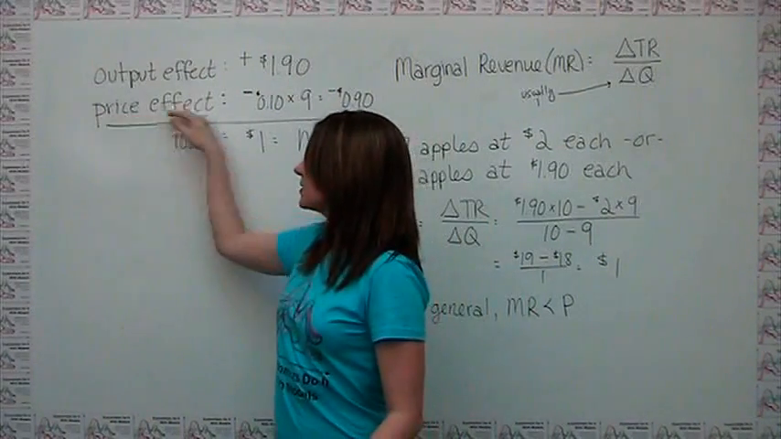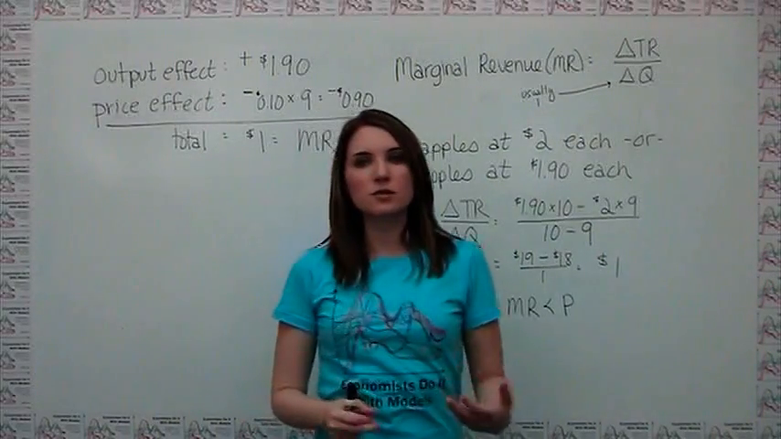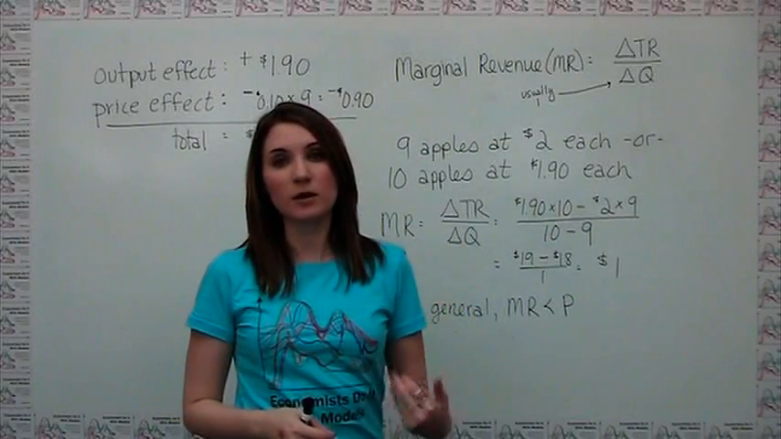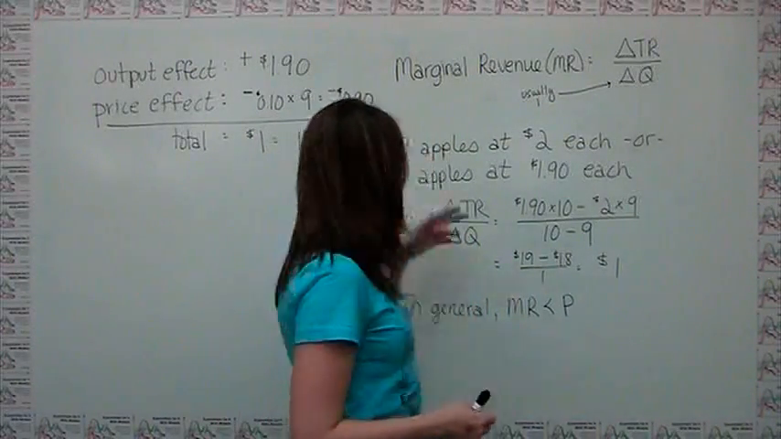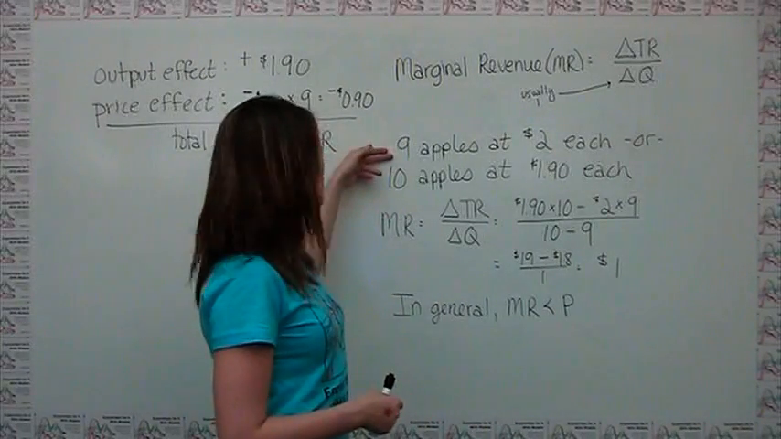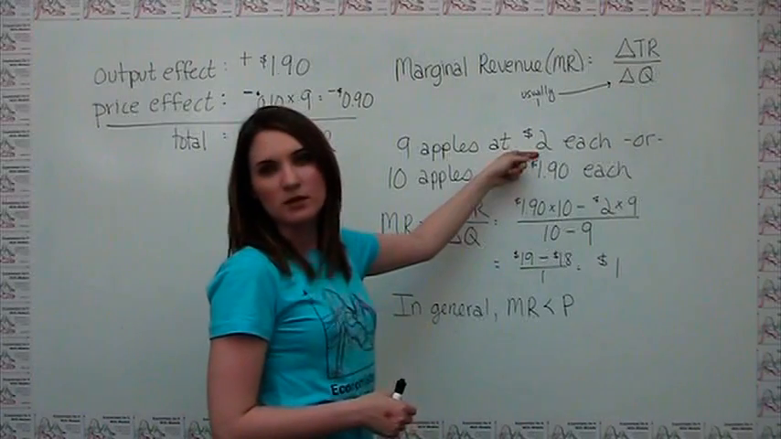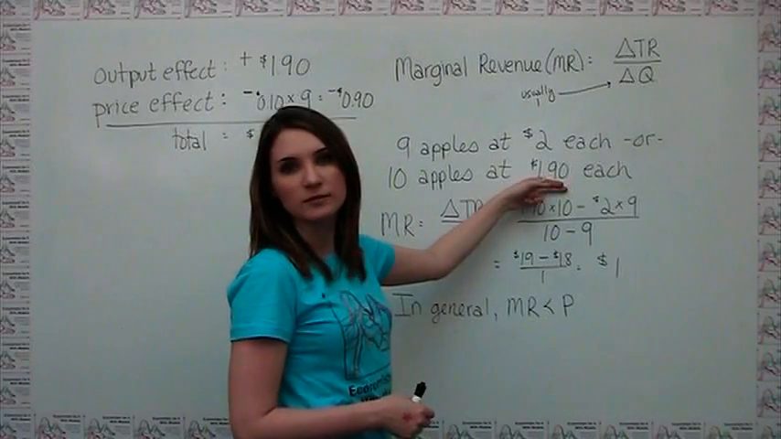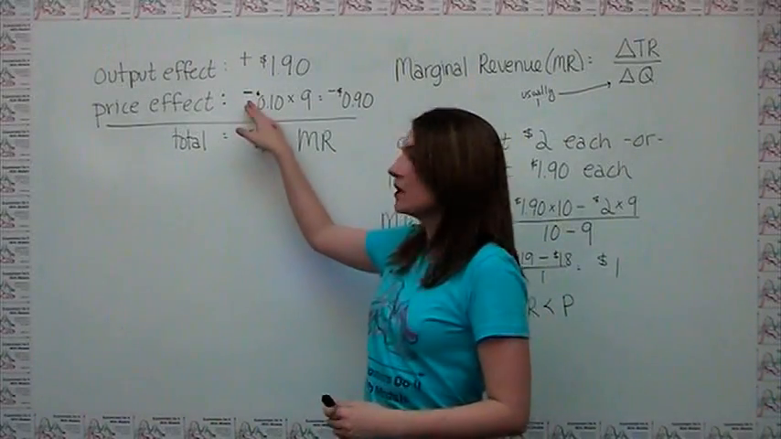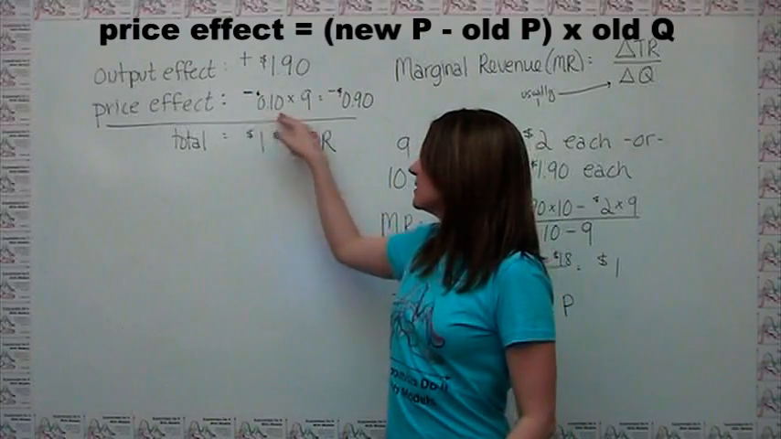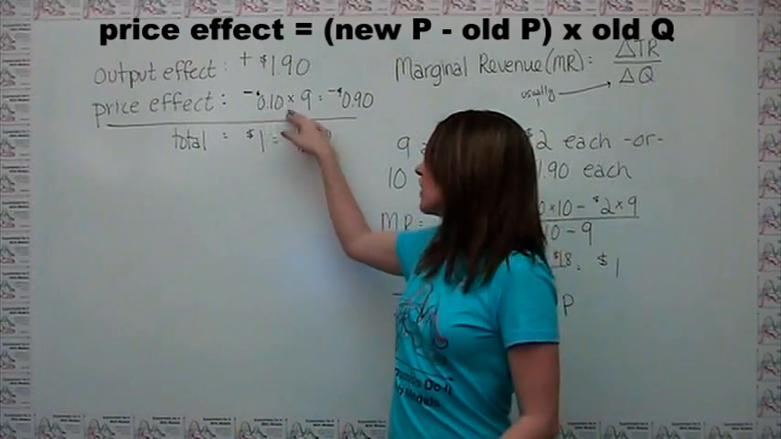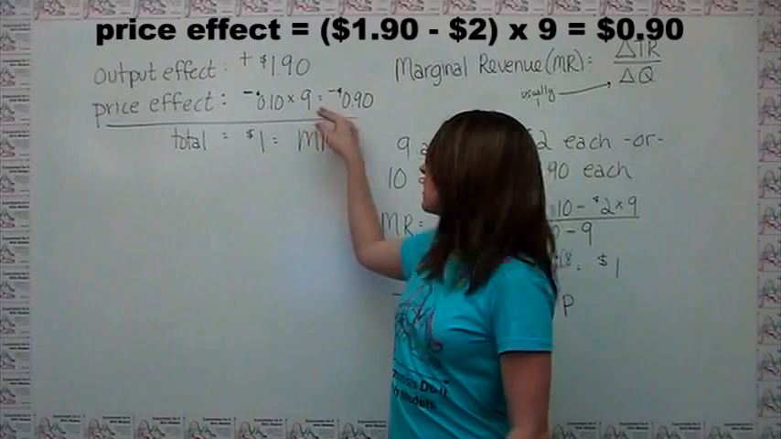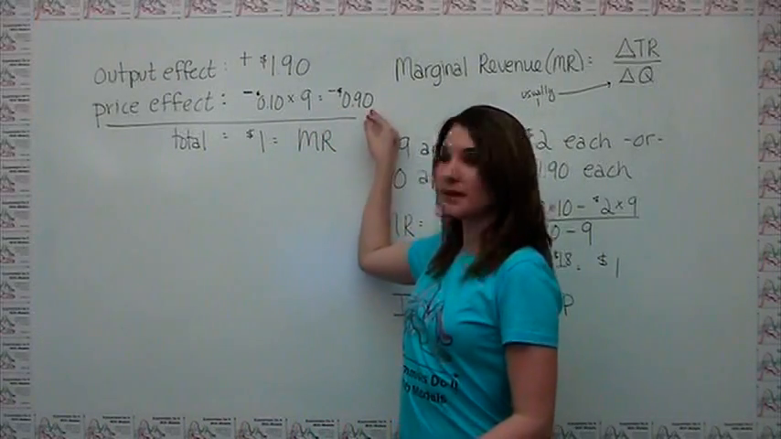The other effect is the price effect, and this refers to the lost revenue from all the units that you were already selling before, but you're now selling at a lower price. So in this example, you were already selling 9 apples at $2 each. Now you're selling those first 9 apples at $1.90 each. So your price effect is negative, and it reflects the fact that you're getting 10 cents less per apple on those first 9 apples. So you can see your price effect is a decrease in revenue on what you were already selling of 90 cents.